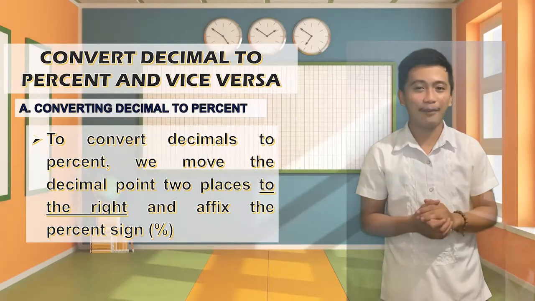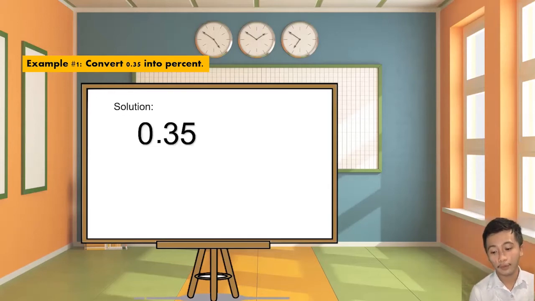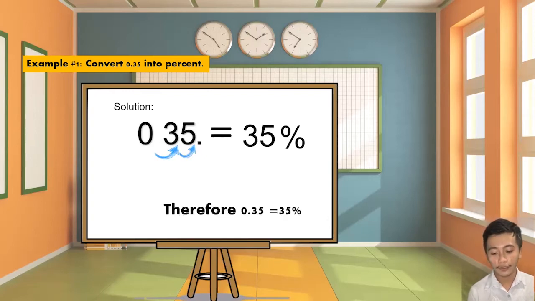So let's have an example. Convert 35 hundredths into percent. So we will just move the decimal point of the given decimal 2 places to the right. So let's count 1, 2, and affix our percent sign. So therefore, 35 hundredths is equal to 35%.